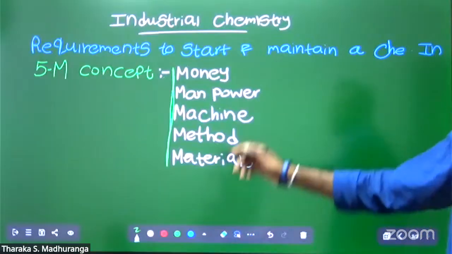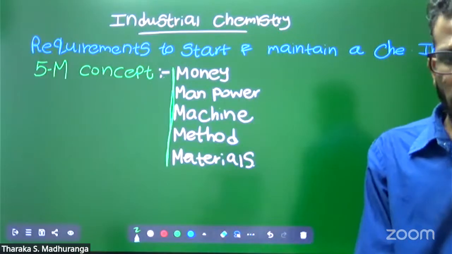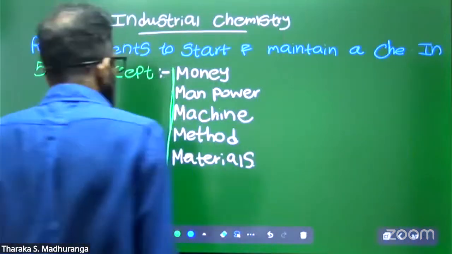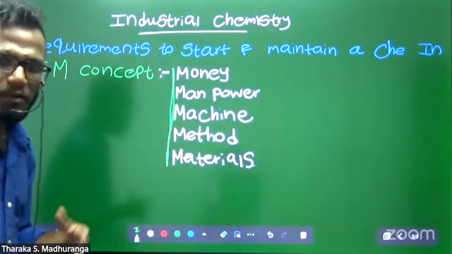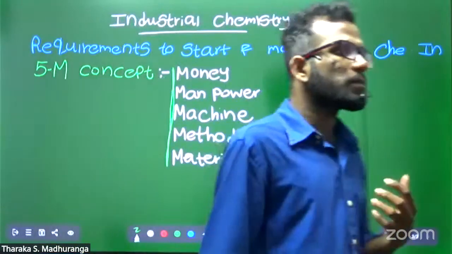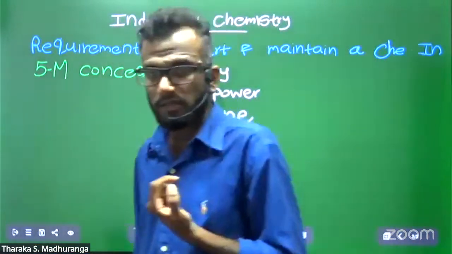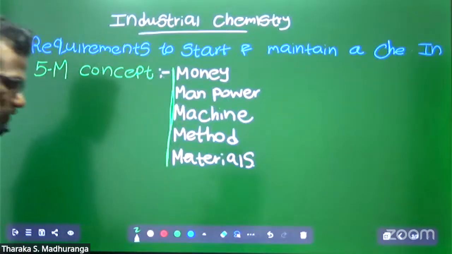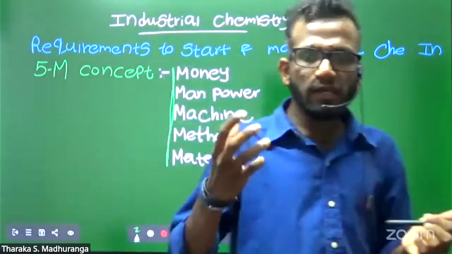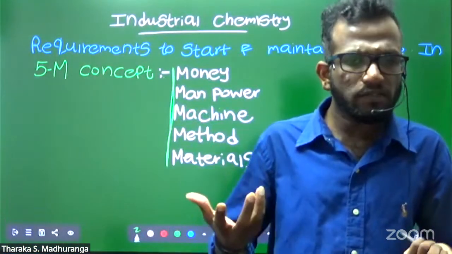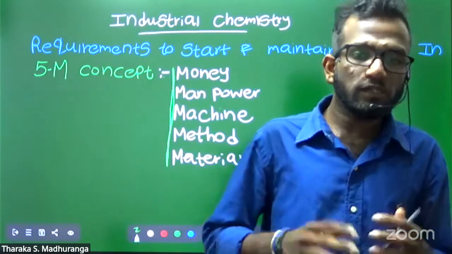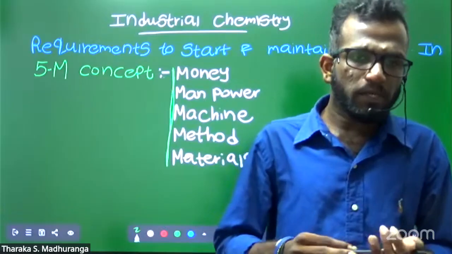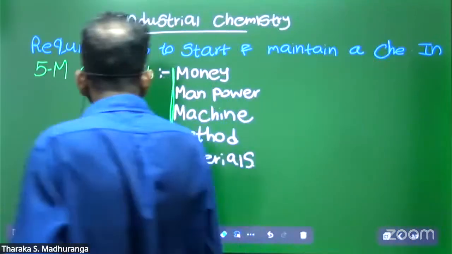Okay, now you can remember again, don't need to refer. Now remember: money, manpower, machine, material, methods. Okay, that's the 5M concept. First of all, this is the concept we need to consider for the requirements to start or maintain a chemical industry.